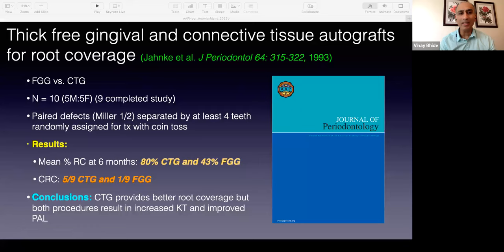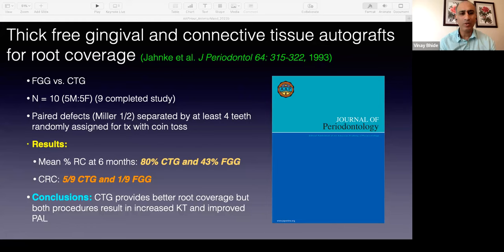When you look at the literature, there really isn't any head-to-head studies beyond these two that I'm going to talk to you about, looking at free gingival graft versus connective tissue grafts. This study by Janke looked at 10 patients where they had nine who completed the study. So they only had nine defects. They had contralateral paired defects where they treated one site with a free gingival graft and one site with a connective tissue graft. And they looked at a six-month follow-up.